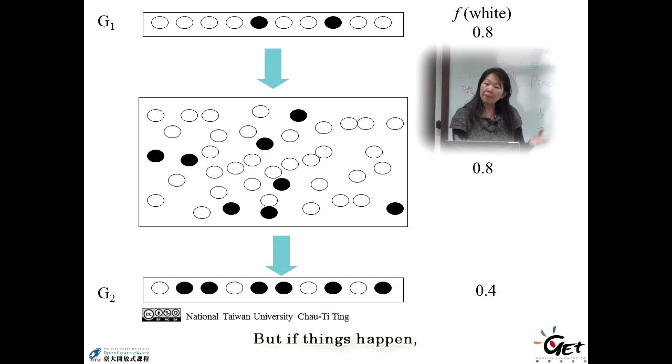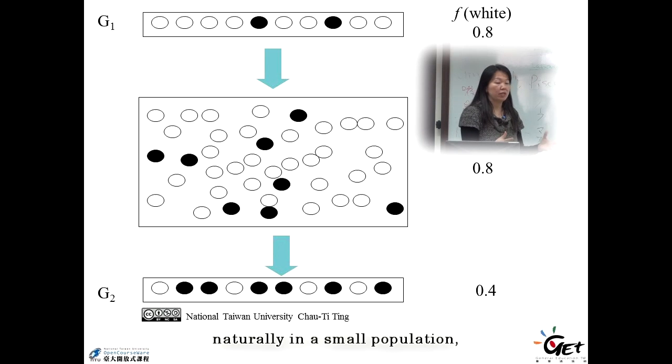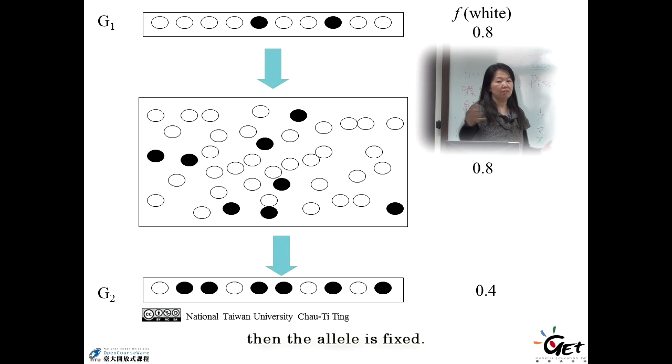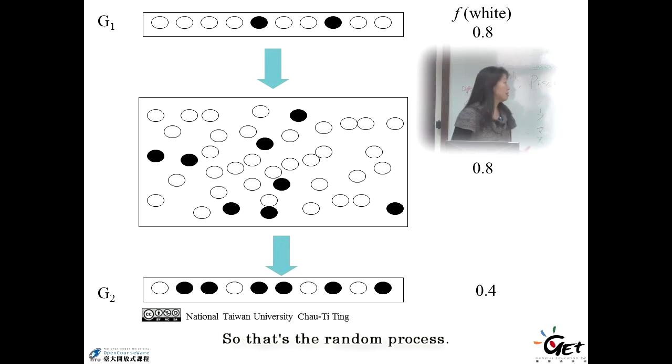But if things happen, especially in a small population, and you only get one allele in the next generation, then that allele is fixed. So that's the random process.